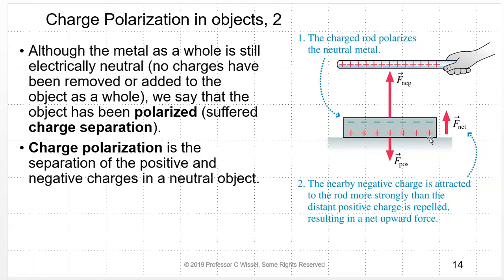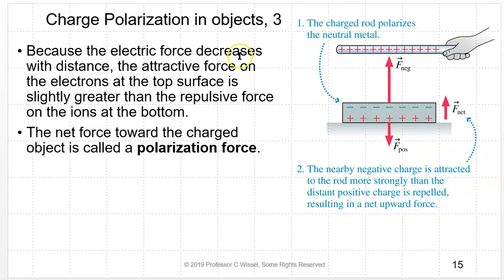The object has been polarized. It has suffered a charge separation caused by the proximity of this charged object. Charge polarization is the separation of positive and negative charges in a neutral object, usually due to the proximity of another charged object. Because the electric force decreases with distance, and remember, it's an inverse square law.